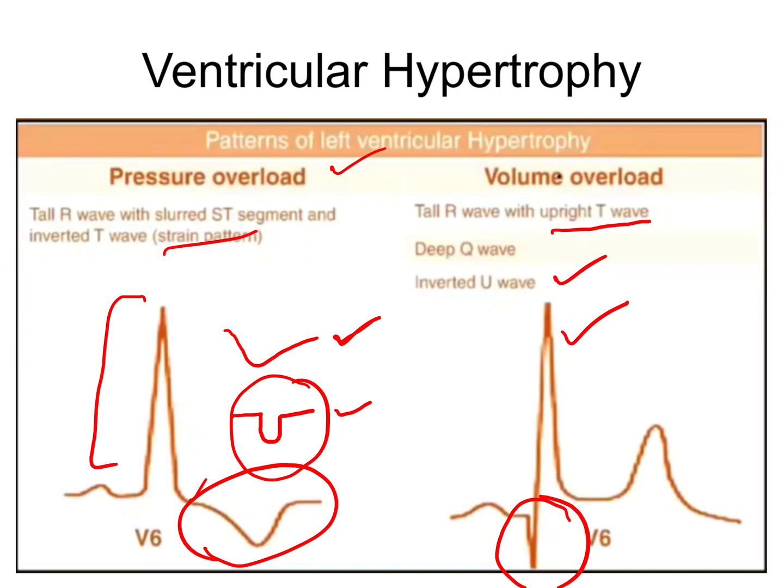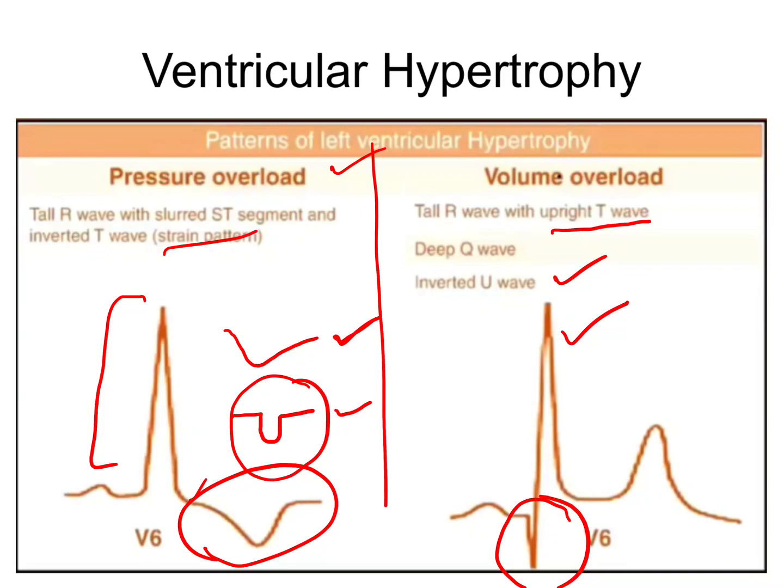Deep Q wave, I have already mentioned in my previous vlogs, indicates the cavity potential, that is end diastolic ventricular cavity potential. So in left ventricular hypertrophy, since there is more mass of the ventricle, that's why it shows tall R wave.